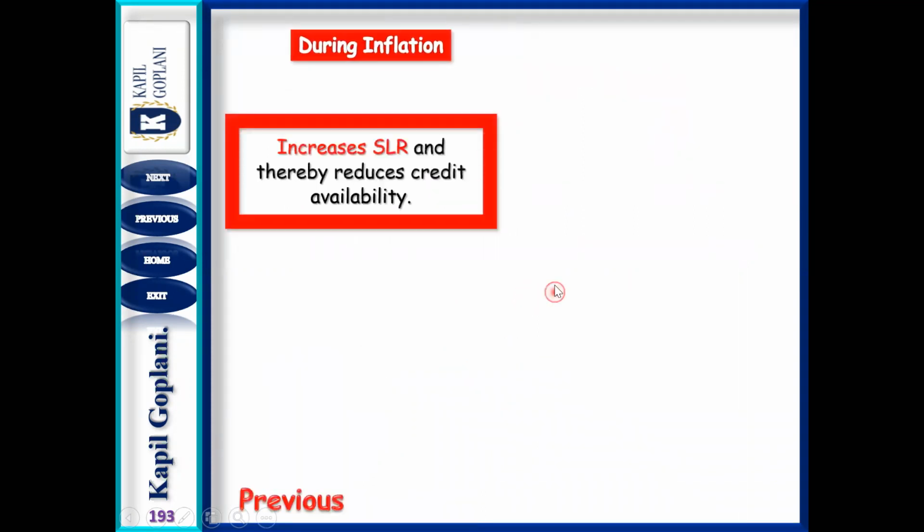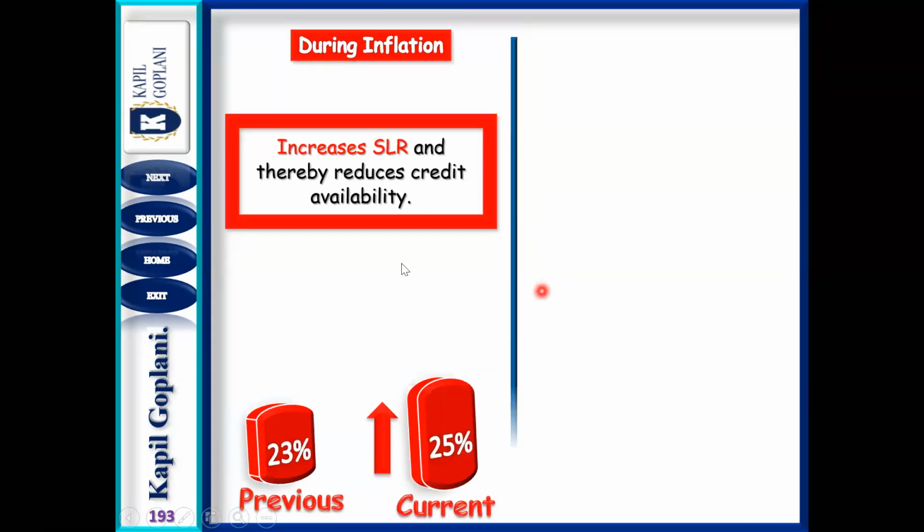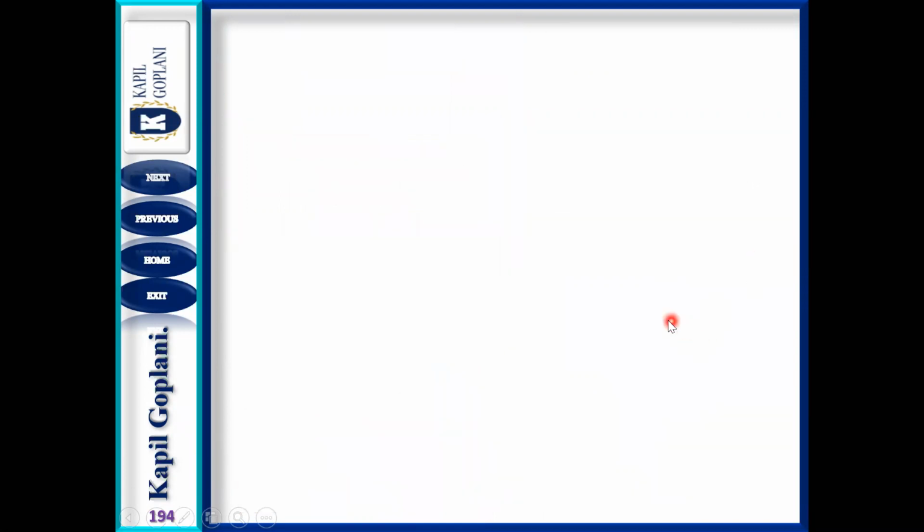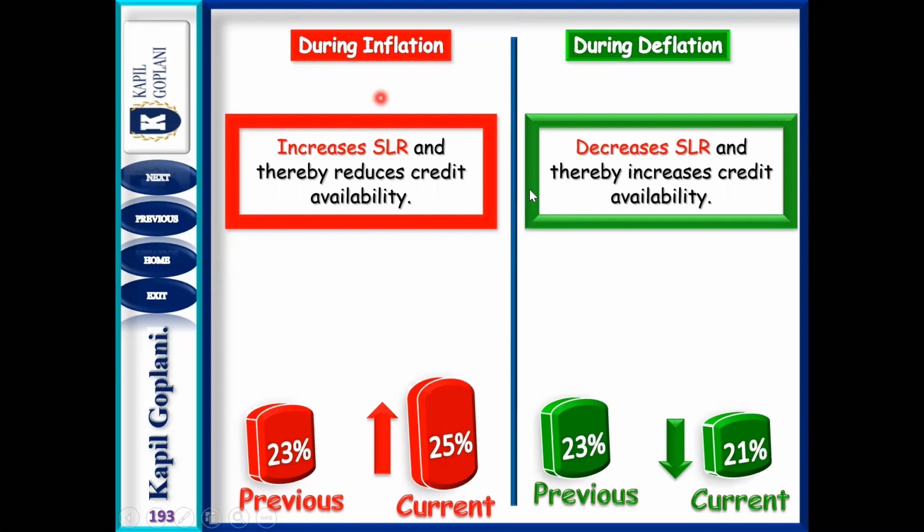Now in SLR also, what will the RBI do? First, they will increase the SLR in the case of inflation so as to reduce the credit availability. Suppose they are bringing it from 23 to 25%. Now coming to deflation, they will decrease the SLR so that ultimately money supply increases. So again, same fundamental: I for inflation, I for increase. So at the time of inflation, SLR will be increased. At the time of deflation, SLR will be decreased.